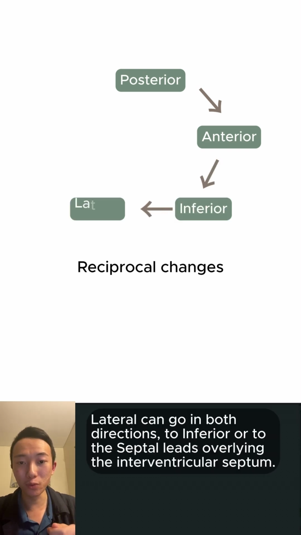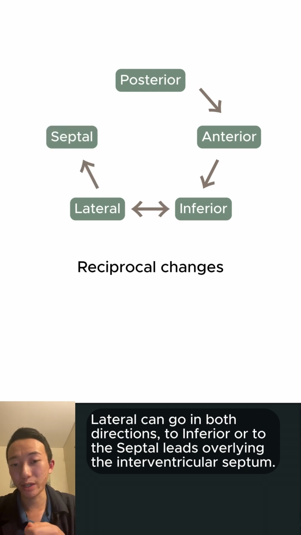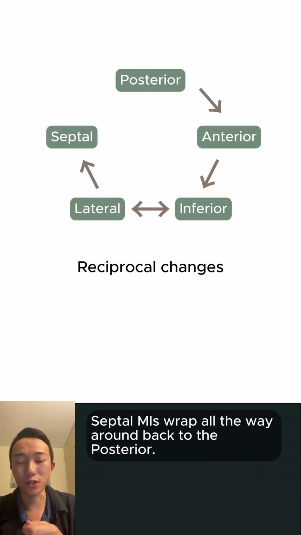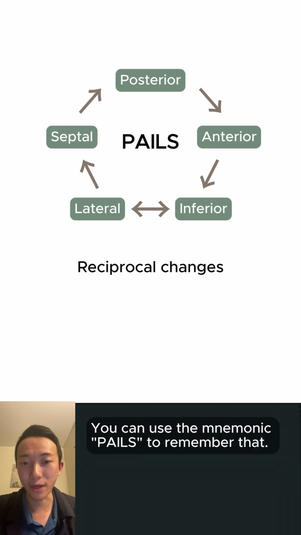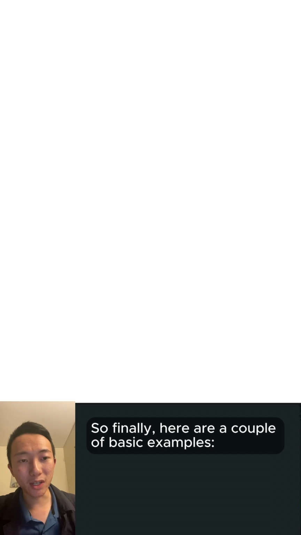Inferior goes to lateral. Lateral can go in both directions to inferior or to the septal leads overlying the interventricular septum. Septal MIs wrap all the way around back to the posterior, and you can use the mnemonic PAILS to remember that. So finally, here are a couple of basic examples.